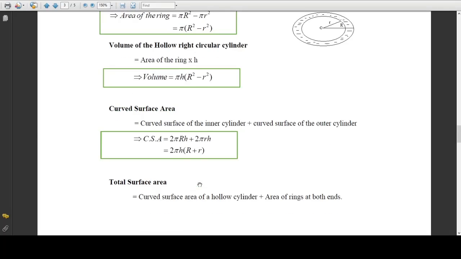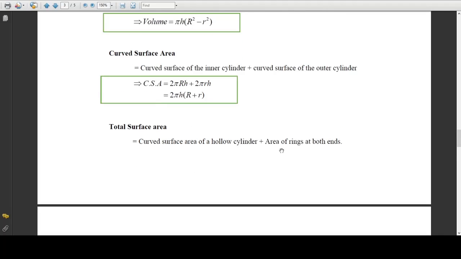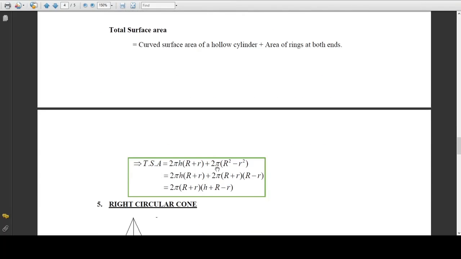Okay, now the total surface area, what will the total surface area be? The curved surface area plus the area of this ring, one at the top and one at the bottom. Area of the ring at both ends, that means there will be two ends, area of those rings. We have discussed that the area of the ring is pi (R square minus r square). There are two, therefore 2 pi (R square minus r square). Adding these two, you will get 2 pi (R plus r)(h plus R minus r).